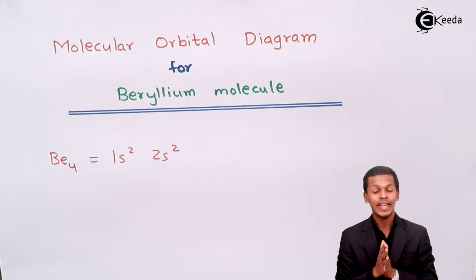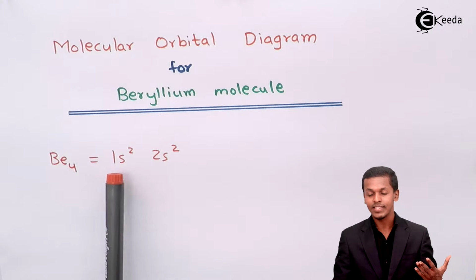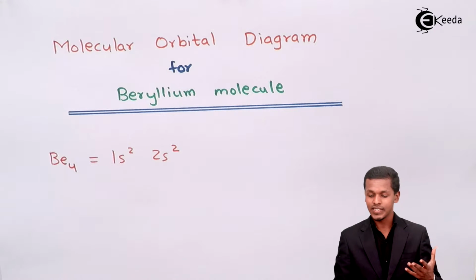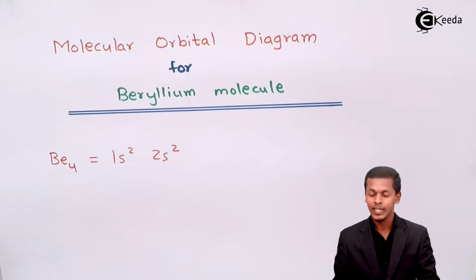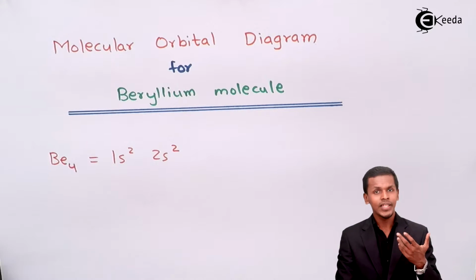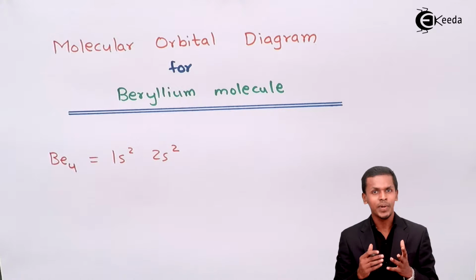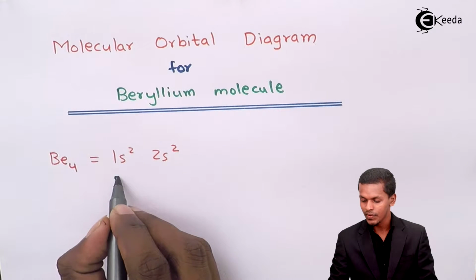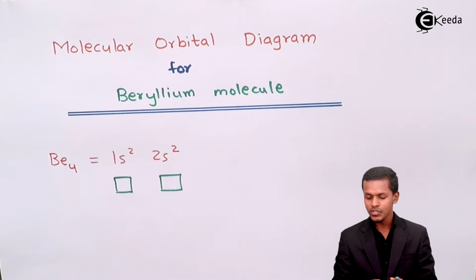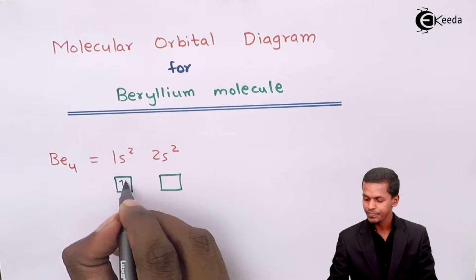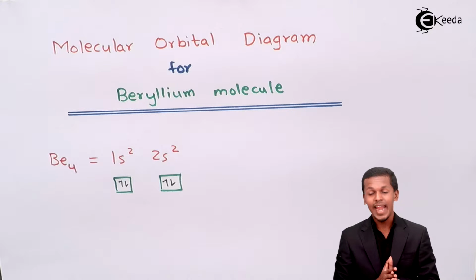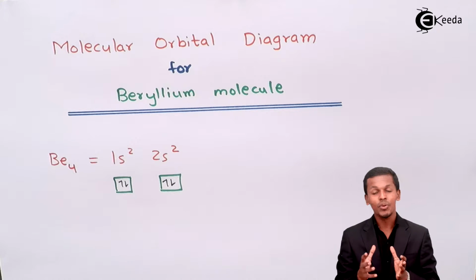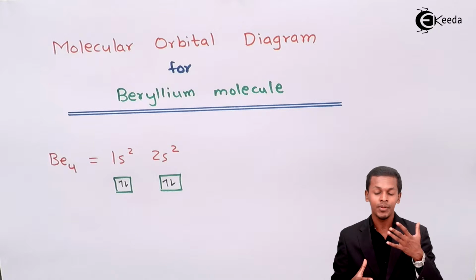Talking about the next thing, it consists of 2 shells, the first shell and the second shell, and each of them consists of only one orbital, that is the s orbital. In the perspective of atomic orbitals, each consists of one orbital only, which holds 2 electrons. So this is the beryllium atom that we have. But since we are talking about the beryllium molecule, we have to introduce another beryllium also.